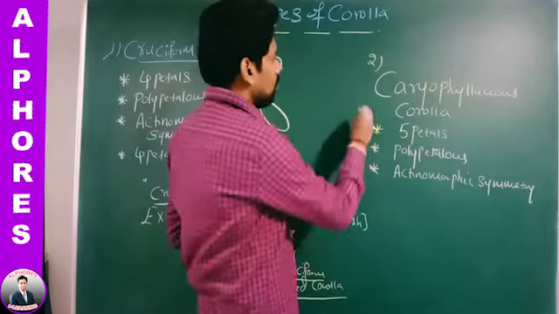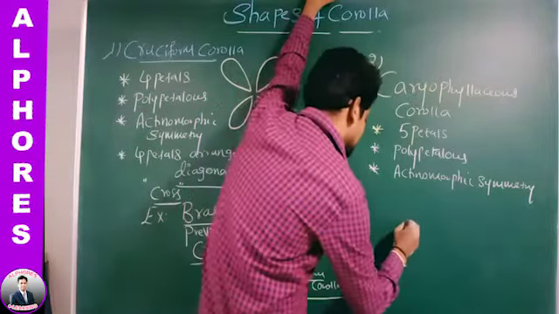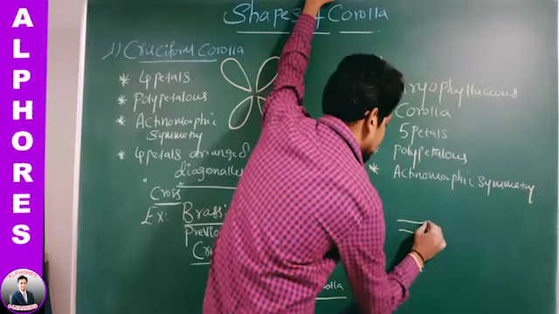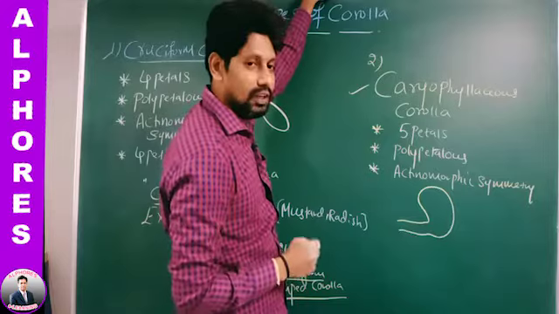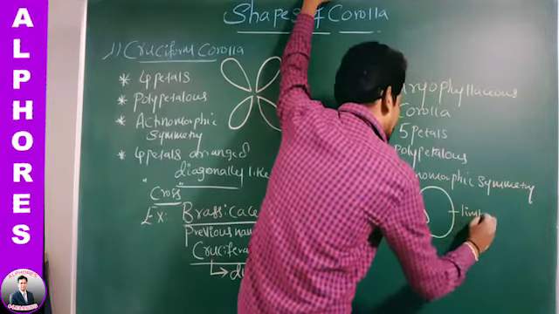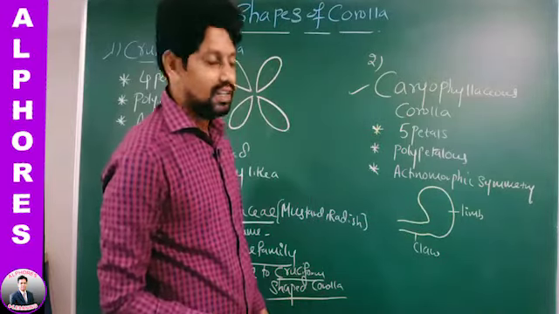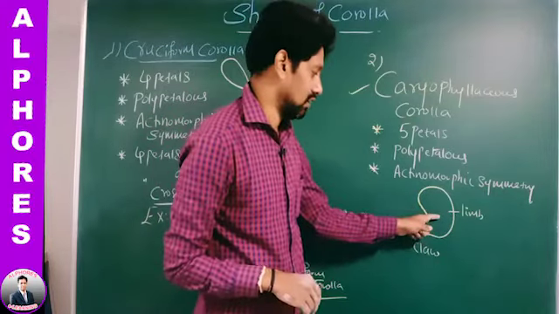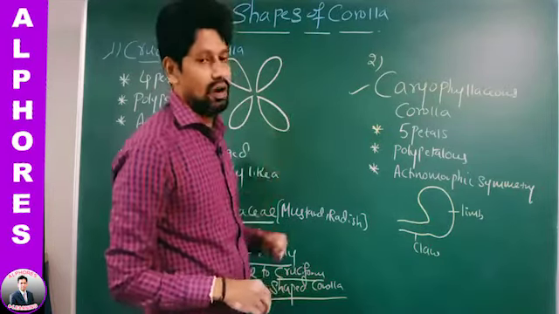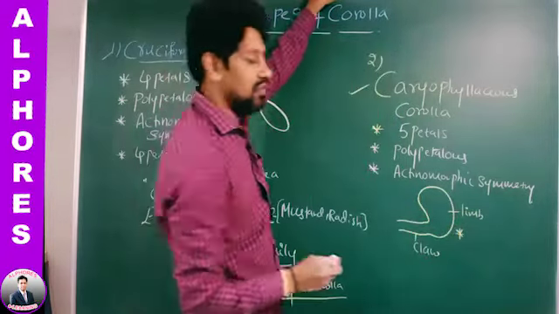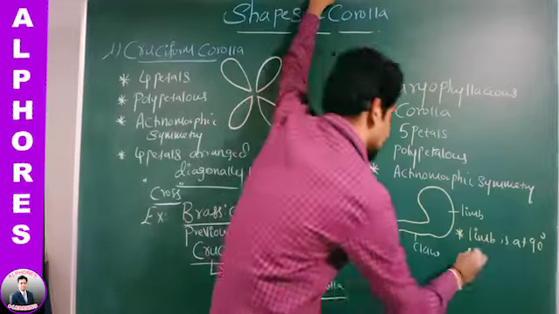What is the speciality of this caryophyllaceous corolla? If you see each petal, what is this one? Limb. What is this one? Claw. The limb is placed at 90 degrees to the claw. You can see this limb here. The limb is at a right angle, perpendicular to the claw, in the case of caryophyllaceous corolla.